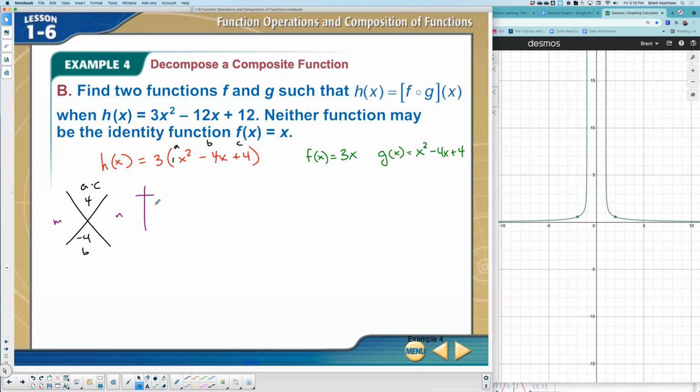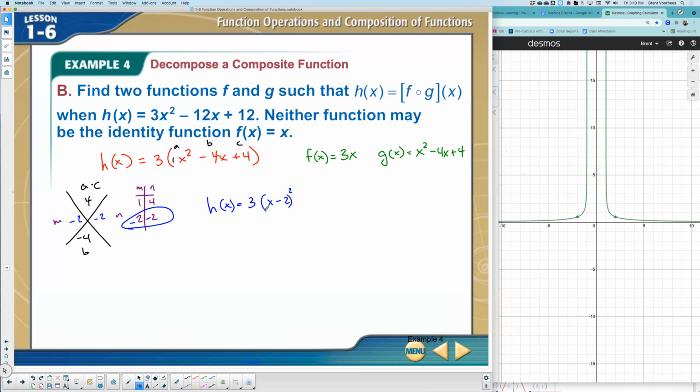And the list of possibilities. So it could either be 1 and 4 or 2 times 2. And if I need it to be -4, what it's going to be is the 2 and 2, but both negative. So -2 and -2. Since it's the same number twice, I could say that h of x is 3 times x minus 2 times x minus 2, or just 3 times x minus 2 squared.